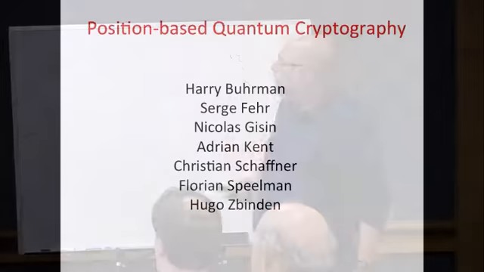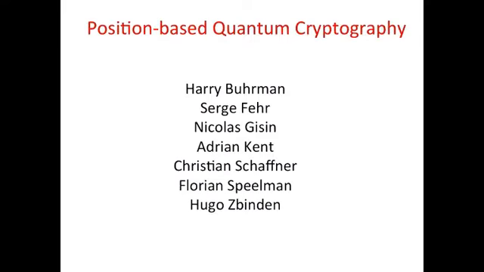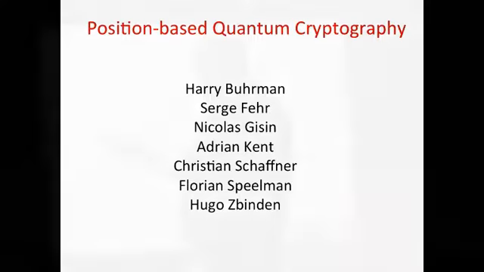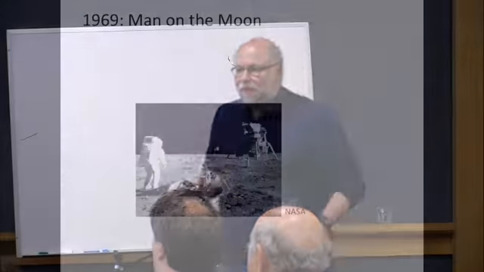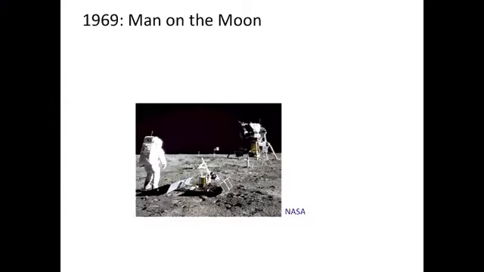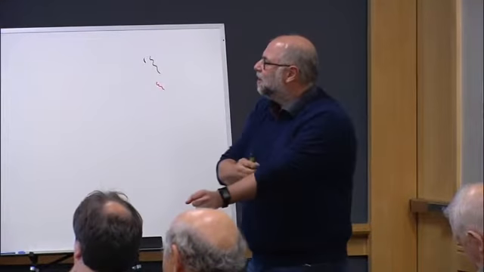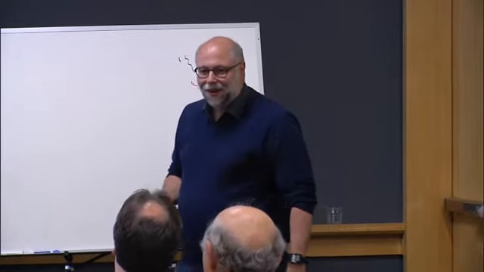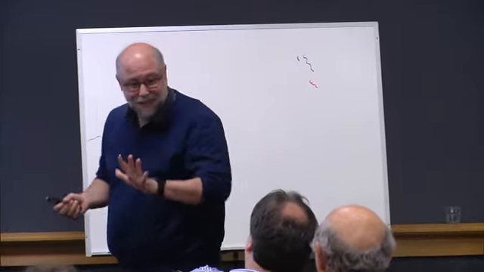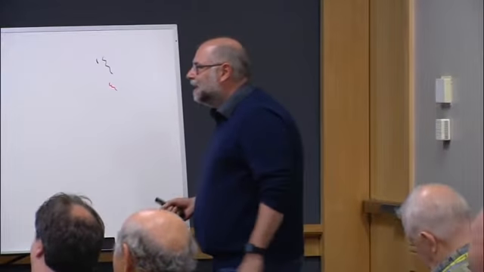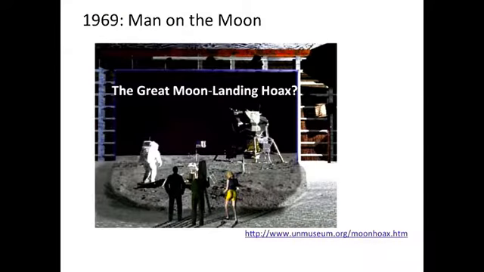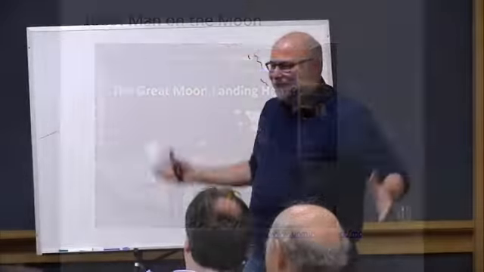But the first part of the talk is on position-based quantum cryptography, and that is done together with these guys. And the idea is the following. So in '69, man landed on the moon, or so we think, because there are actually a staggering, I think it's 29% of Americans that actually think that that never happened and that it was staged somewhere in Hollywood, and there was nobody ever leaving the Earth atmosphere.